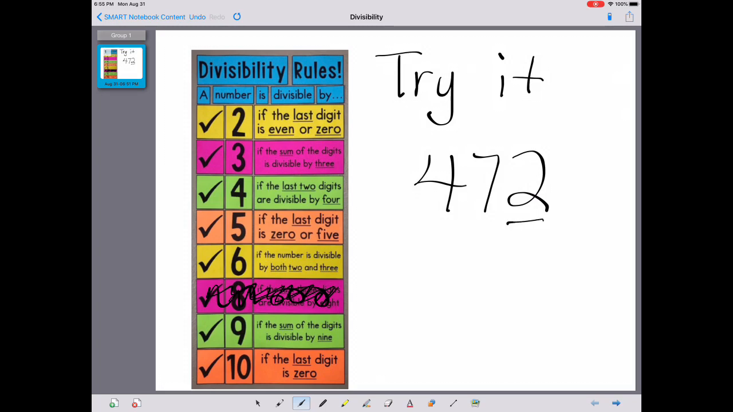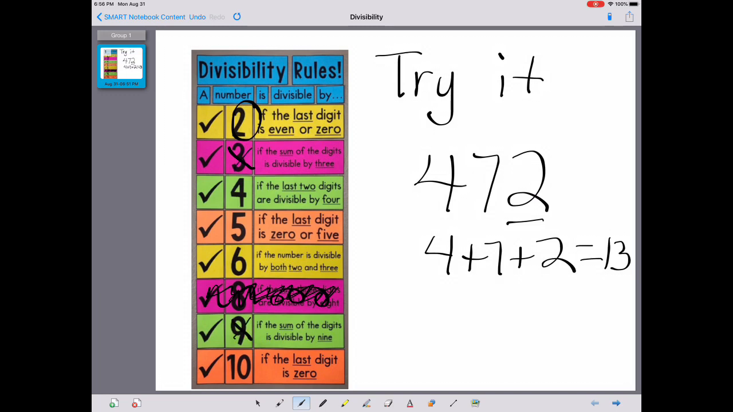So looking at the 2 rule, we just have to look at the last number, and it's even, so yes, 2 works. The 3 rule is add the digits, so 4 plus 7 plus 2 equals 13. And 3 doesn't go into 13, so it isn't divisible by 3.